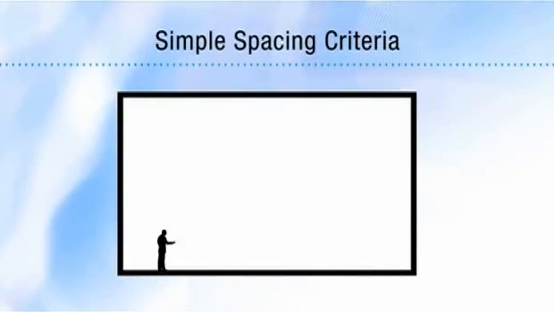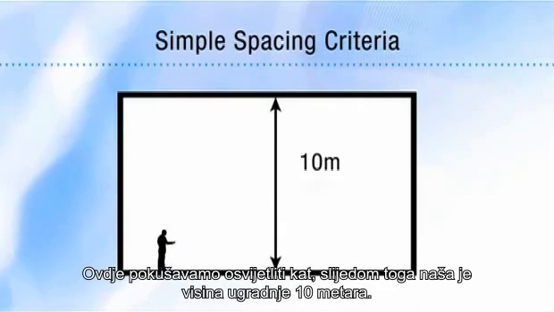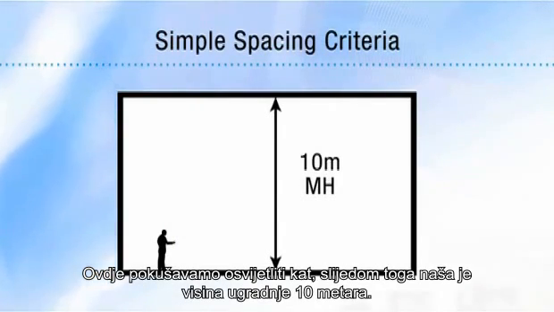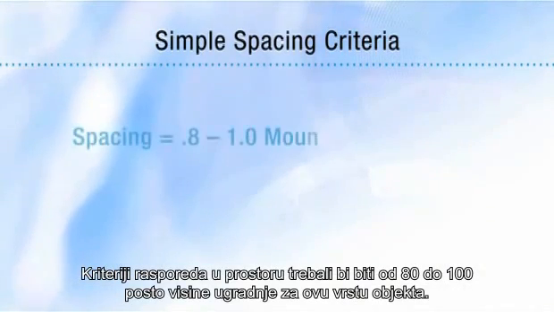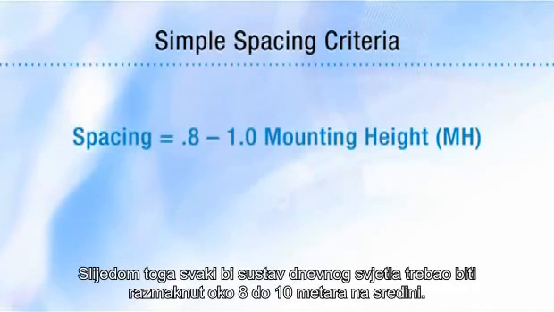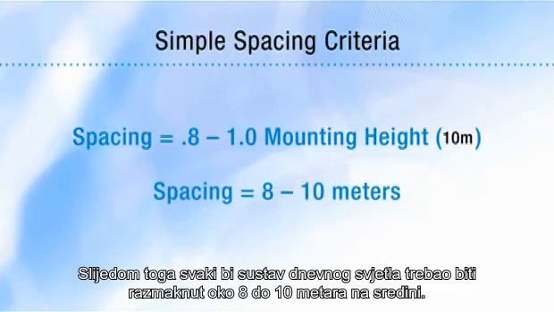Similar criteria also applies to rooms with high ceilings, such as warehouses. For example, let's look at a warehouse with 10-meter ceilings. Here, we are attempting to light the floor, so the mounting height is 10 meters. Spacing criteria should be 80 to 100% of the mounting height for this type of facility. Therefore, each daylighting system should be spaced about 8 to 10 meters on center.